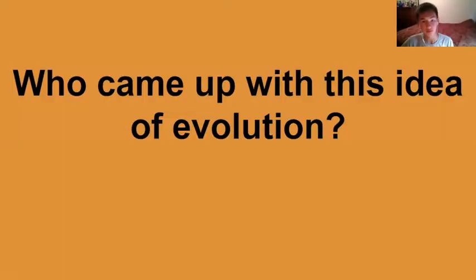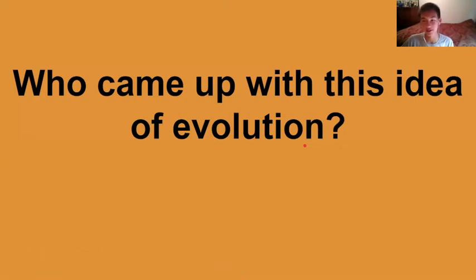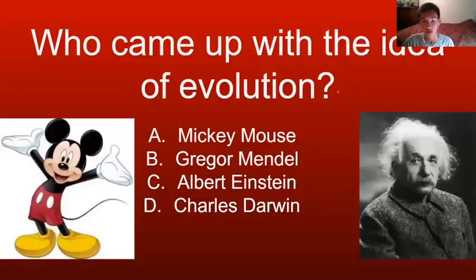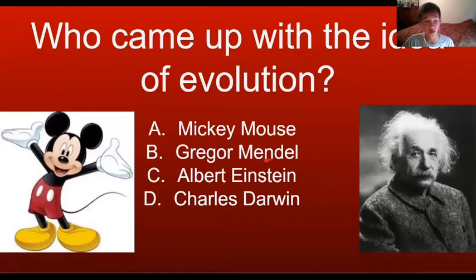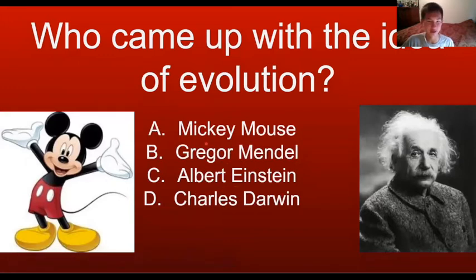So we've been talking about evolution, right? We found the definition, but who came up with this idea? Did it just appear out of nowhere? What happened? We're going to ask you guys what you think. What do you think it actually came from, and who came up with the idea? Here we have Mickey Mouse. Do you think Mickey Mouse came up with it? Or maybe Gregor Mendel, Albert Einstein, or Charles Darwin? I don't know about you guys, but Mickey Mouse is looking like a pretty good option.